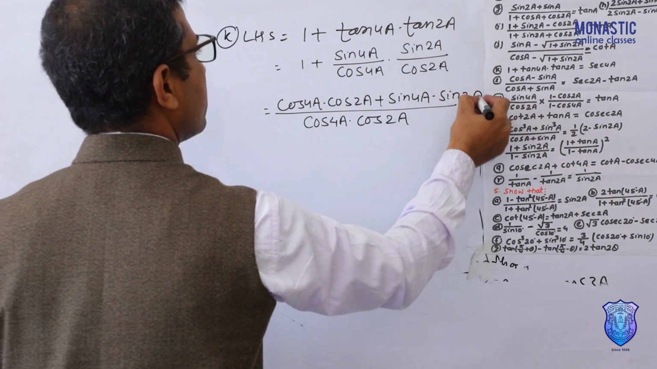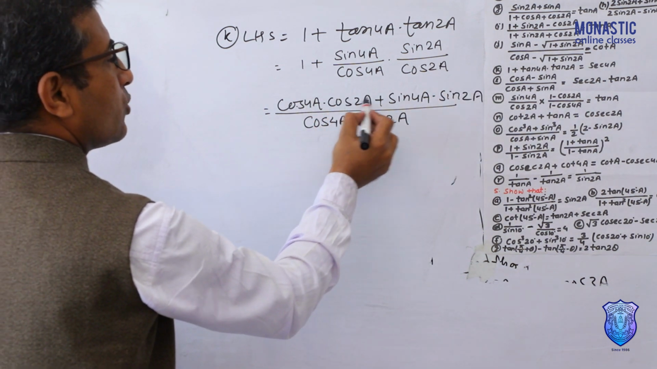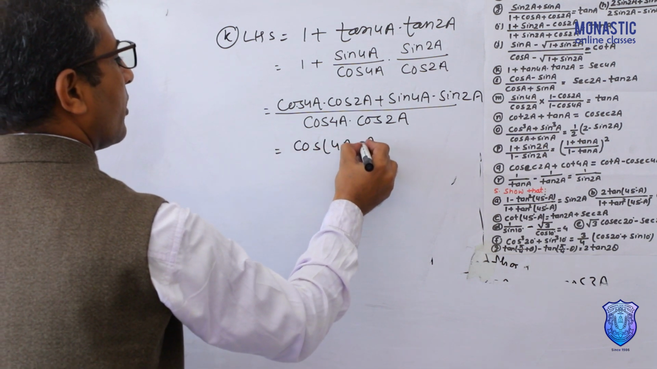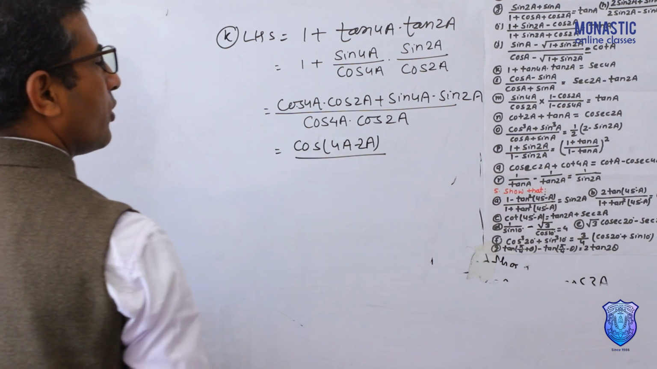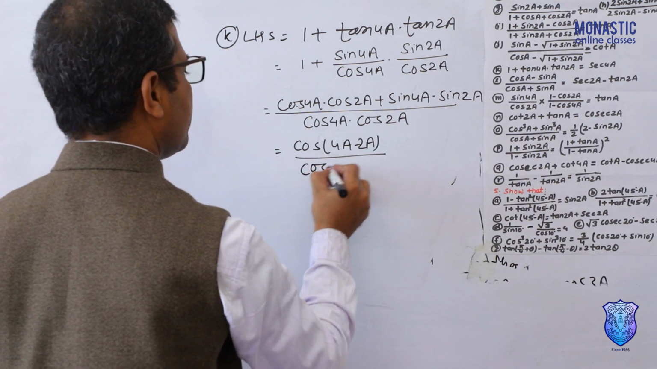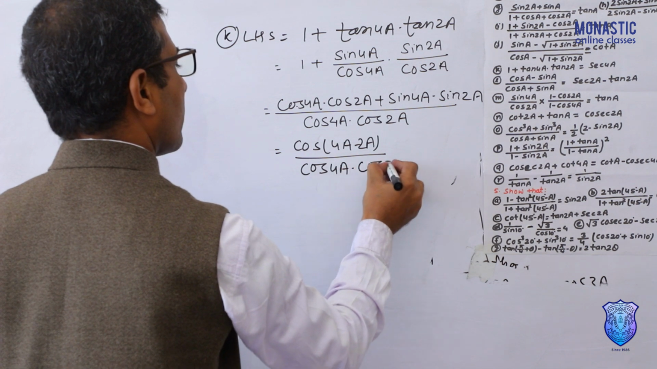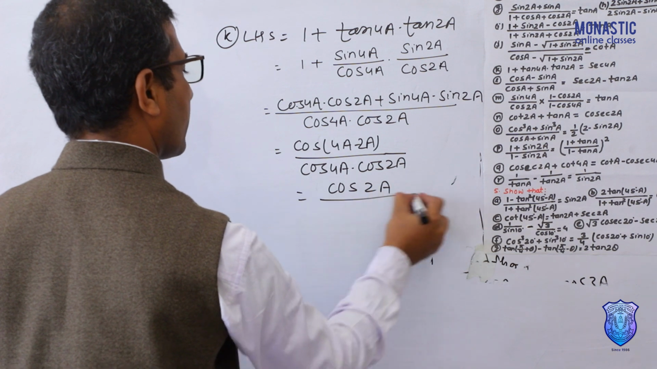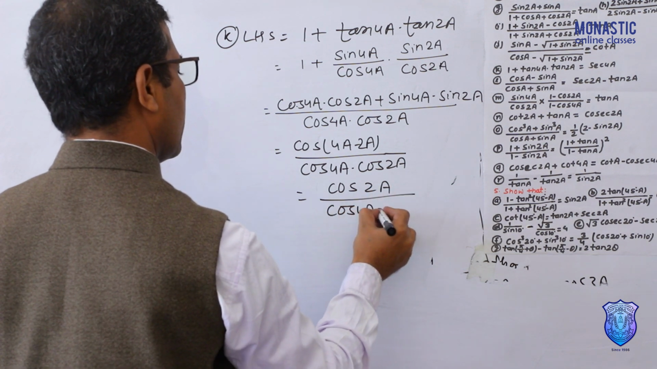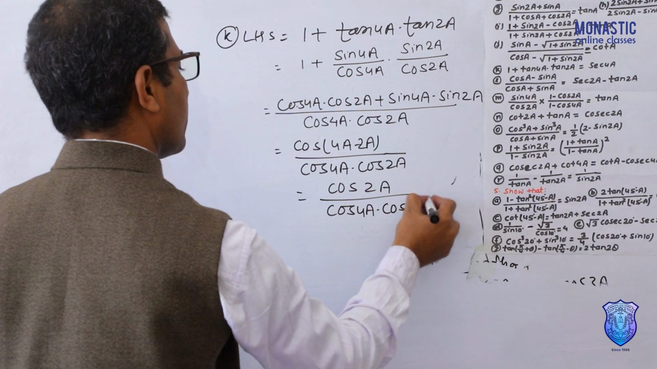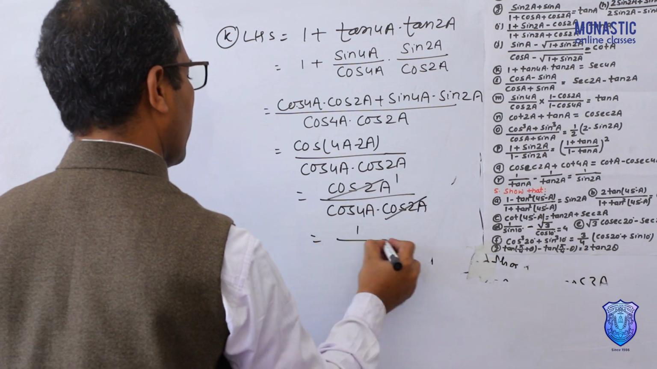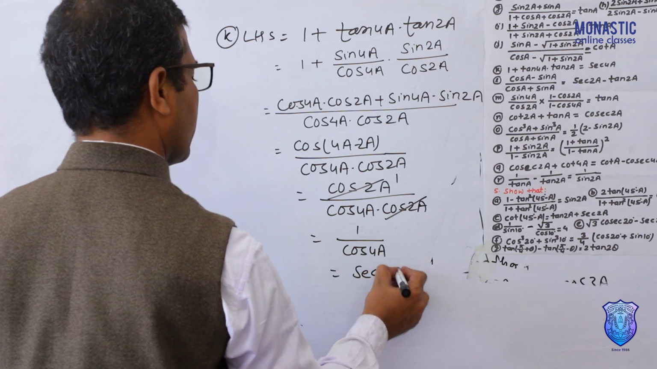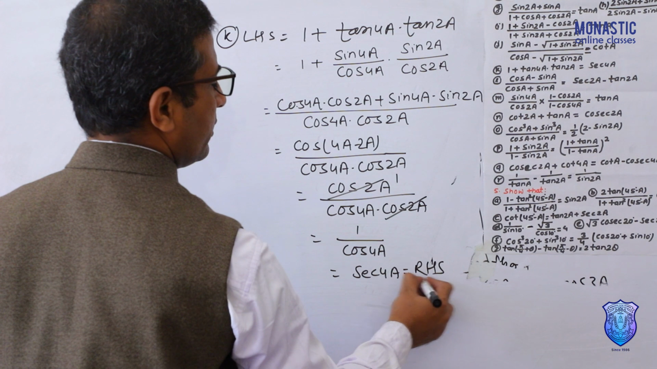Which formula is it? Cos A into cos B plus sin A into sin B. That is cos of A minus B. Cos of 4A minus 2A. Do the subtraction: 4A minus 2A is 2A. Cos 4A into cos 2A. These two cancelled. 1 by cos 4A is equal to sec 4A. That's our result.